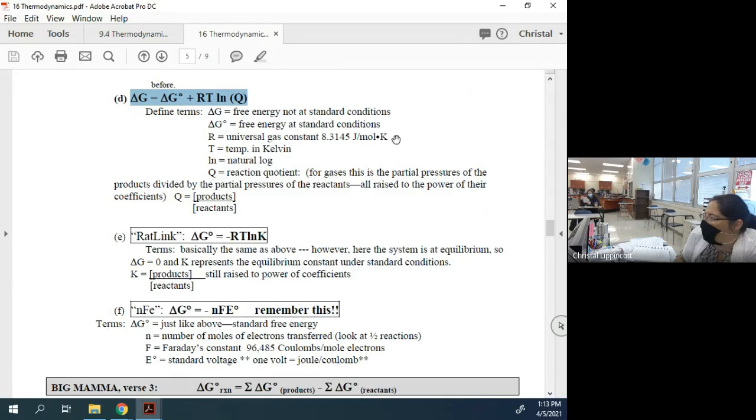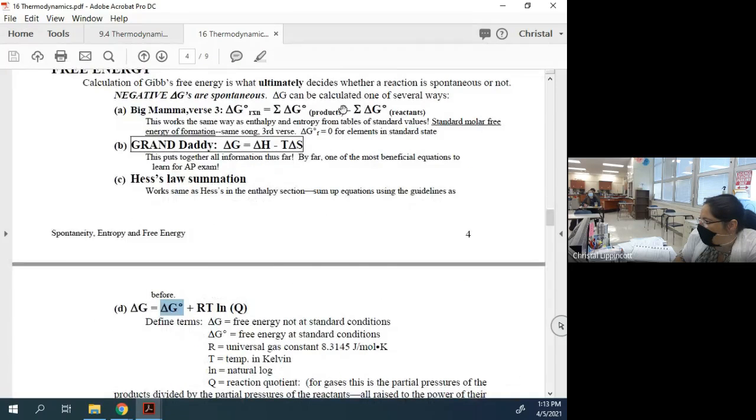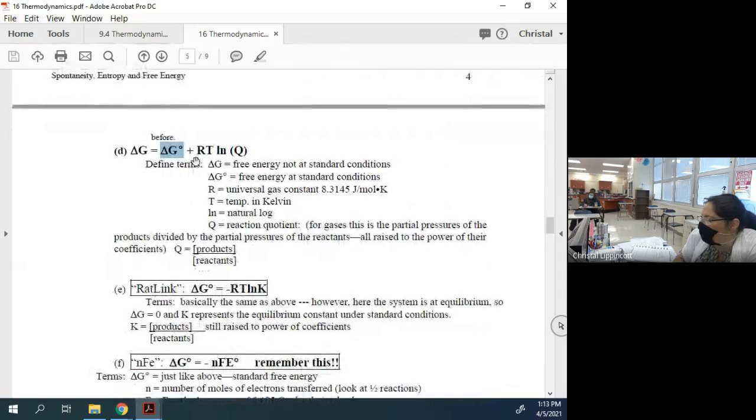All right, so what does this say? Well, this says that delta G that's not at standard conditions is going to equal delta G at standard conditions, which you could get by calculating up here, plus R, and we've got to talk about that, times T times the natural log of Q. And remember, Q was your products over the reactants raised to their stoichiometric coefficient.